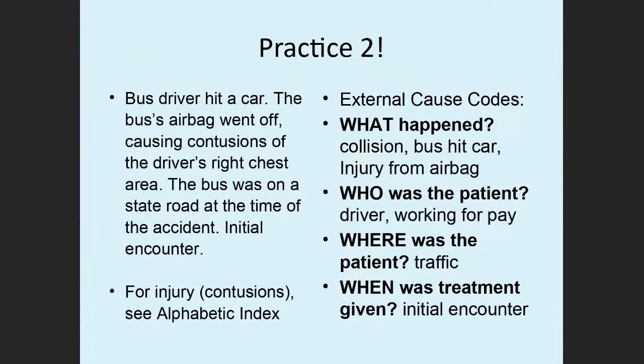So let's look at another practice, a different kind of case. Bus driver hit a car. The bus's airbag went off, causing contusions of the driver's right chest area. The bus was on a state road at the time of the accident, initial encounter. For the injury, we're going to look up in the alphabetic index. But the questions we need to ask are: what happened, who was the patient, where was the patient, when was treatment given?